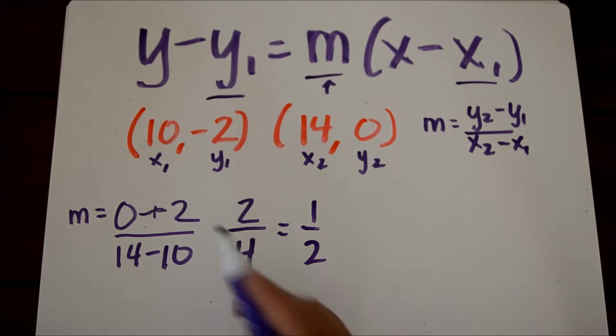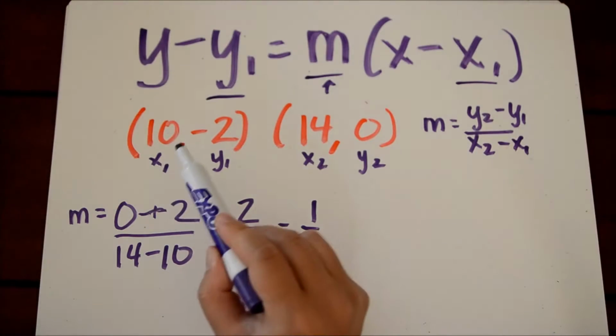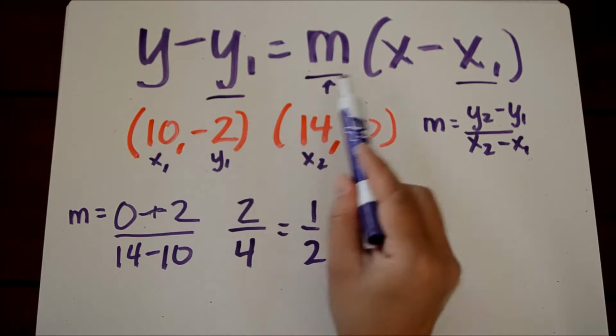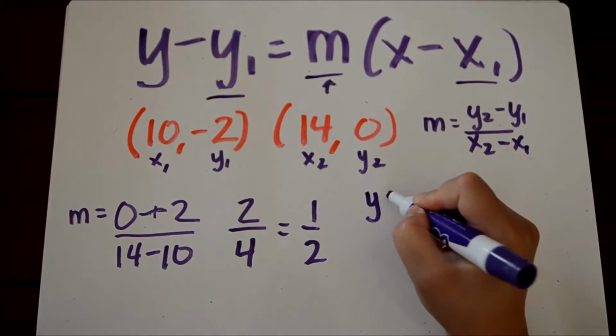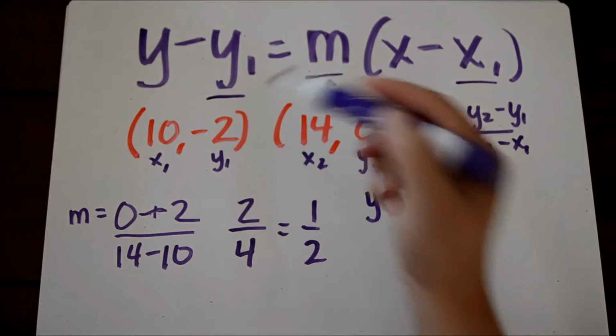We just need to substitute in one of our coordinate points into our y1 and x1. It doesn't matter which point we use. We have 2 possible answers in this case, so I'm just going to use both of them. We'll start with the first point.